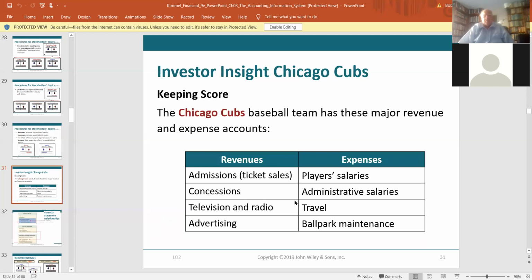Oh, the Chicago Cubs baseball team had these major revenue and expense accounts. I'm a big baseball fan, the Chicago Cubs. They finally won a World Series in 2016 after 108 years of misery. They have admissions, that's where they make money, concessions, where they're selling beer, and then they have the TV, radio money, and advertising. Those are their revenues. Expenses, they got to pay the players. They got to pay the people who work in the offices. There's a lot of travel involved, and you got to keep the baseball field in order. Beautiful old Wrigley Field.